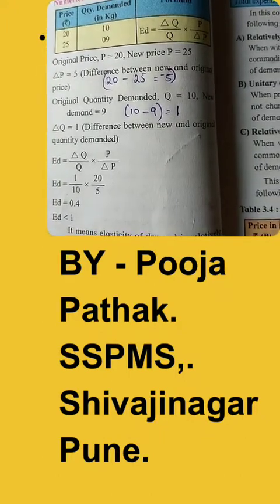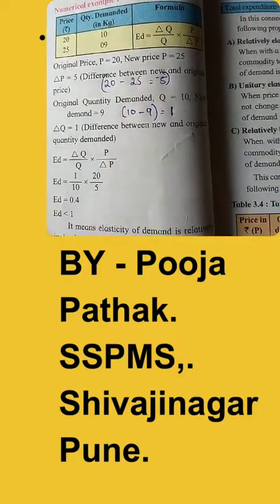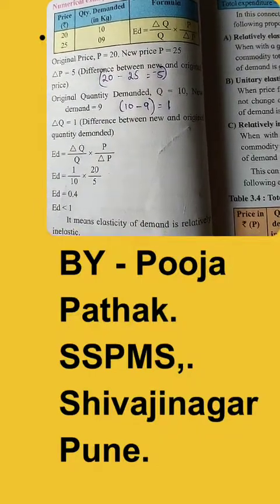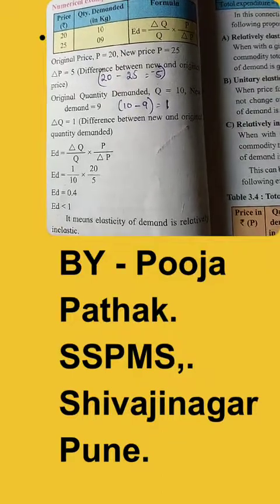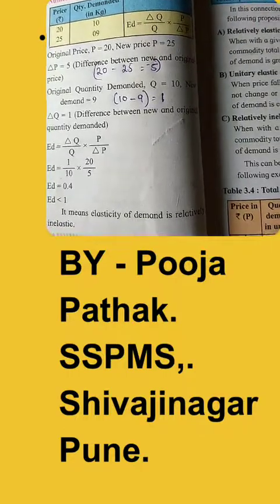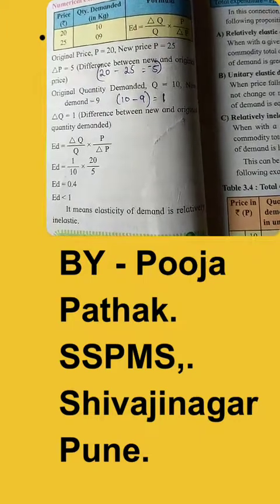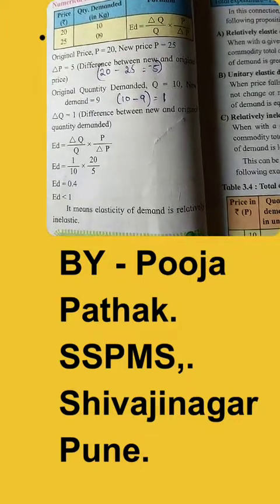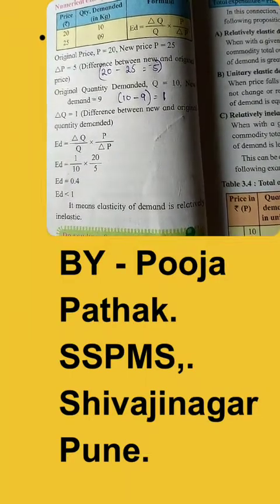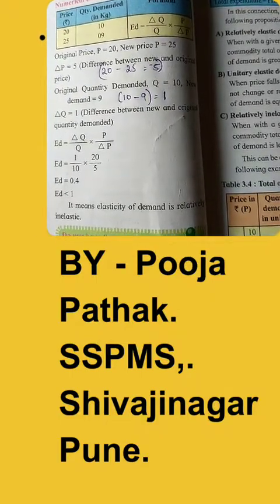Now what is the original price? The original price is 20 and the new price is 25. Delta P stands for change in price. If you want to find delta P, you have to find the difference between the new price and the original price. So that will be 20 minus 25, which gives minus 5. The minus sign you don't have to take into consideration, so the answer will be 5.